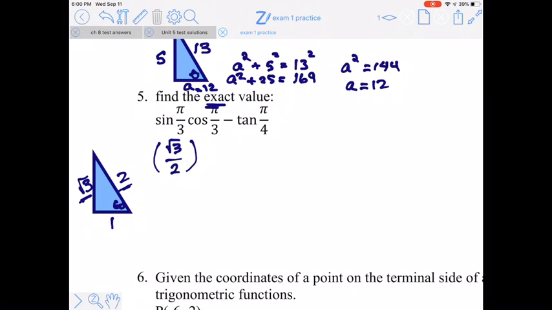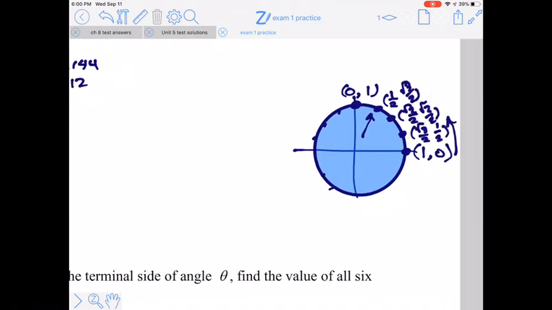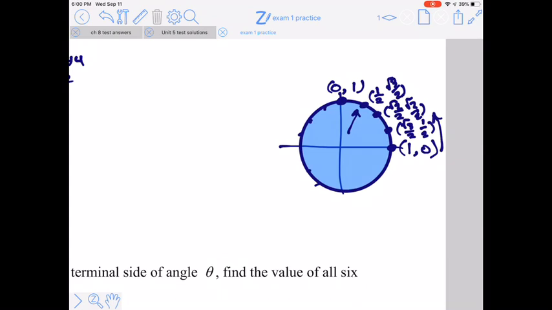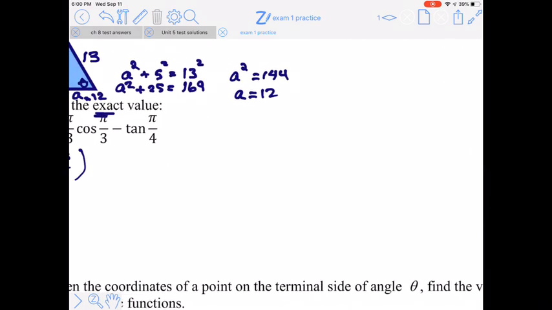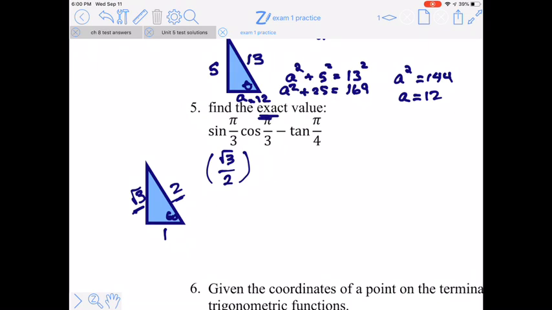Okay. Cosine of pi over 3, again, pi over 3 is 60 degrees. If you wanted to use the unit circle, the definition of cosine is x over r, and since it's a unit circle, r is 1, so it's just the x value. So cosine of 60 degrees would be the x value here, which is 1/2. Or if you wanted to use the special triangle, 60 degrees, the definition of cosine would be adjacent over hypotenuse. So 1/2.